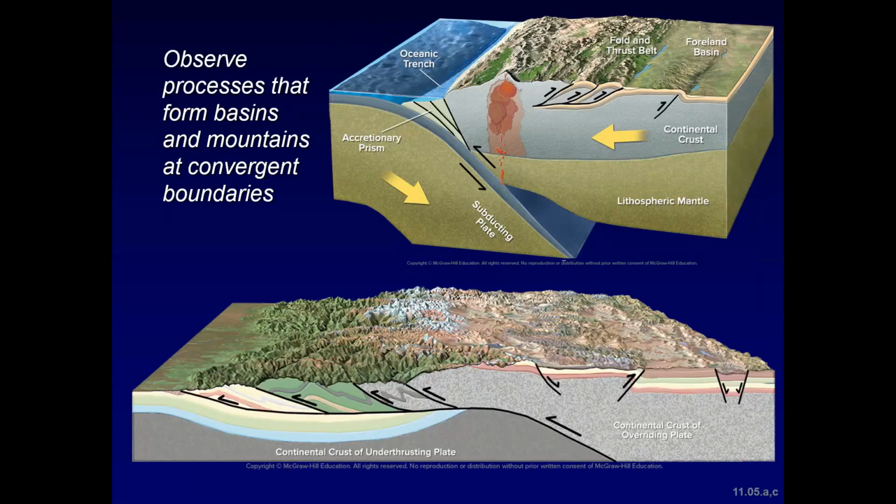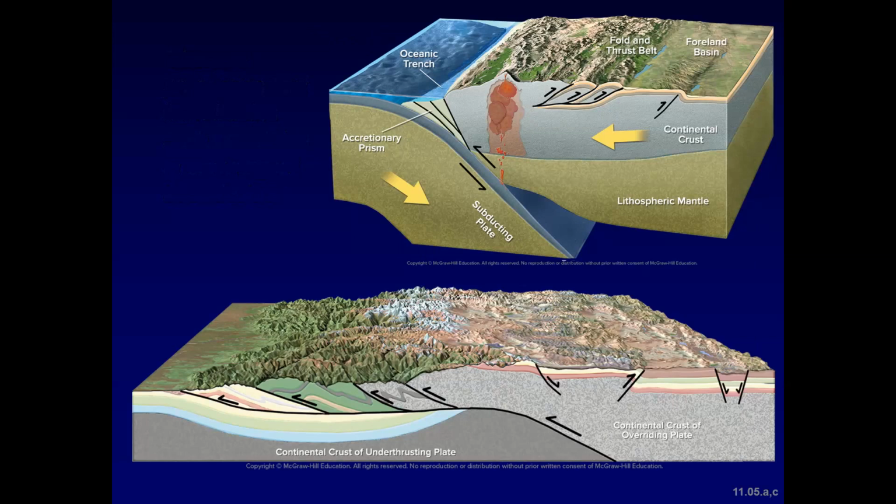Okay, so processes that form basins and mountains at convergent boundaries. You can have an oceanic trench forming and acting as a deep basin that traps sediment. And then you get an accretionary prism. Of course, this is under ocean-continent convergence. That's a complex zone of faults and folds along the upper parts of the subduction zone.